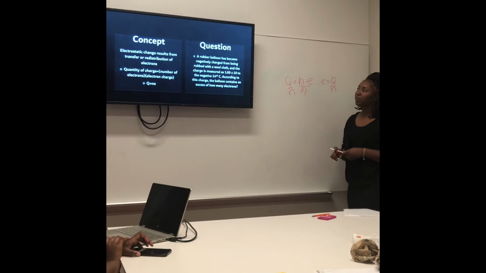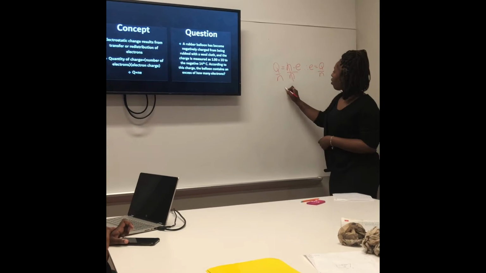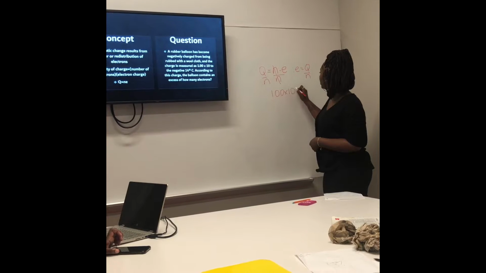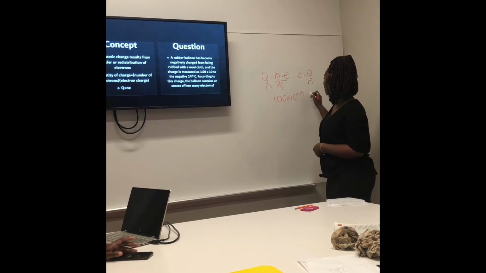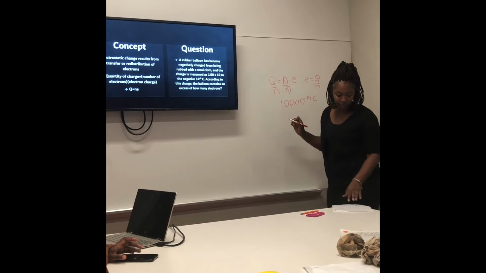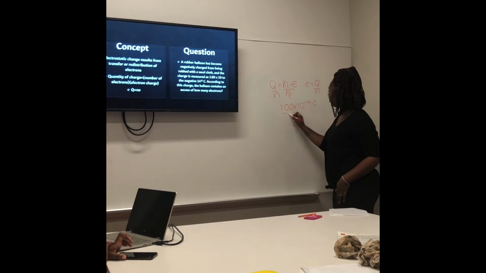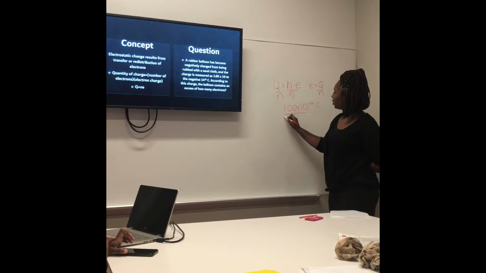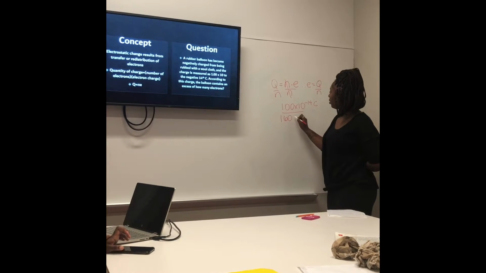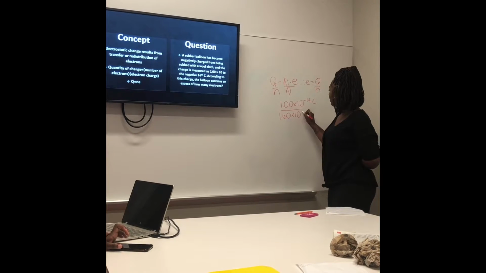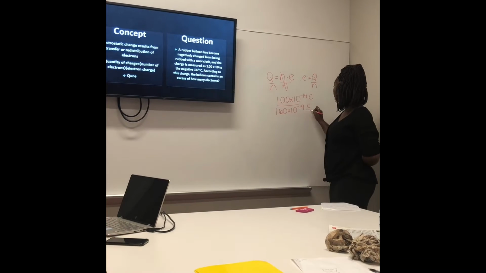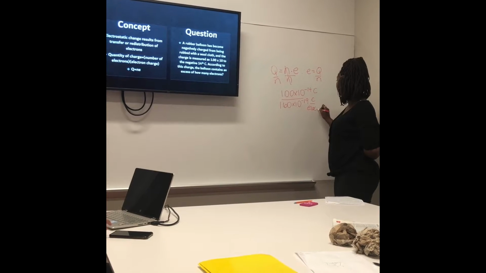So now let's plug in our numbers. 1.00 times 10 to the negative 14 coulombs divided by the electron charge given, which is 1.60 times 10 to the negative 19 coulombs over electrons.